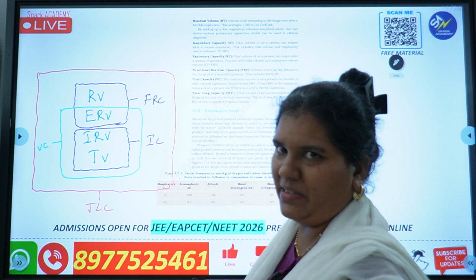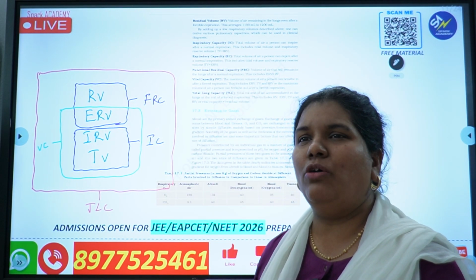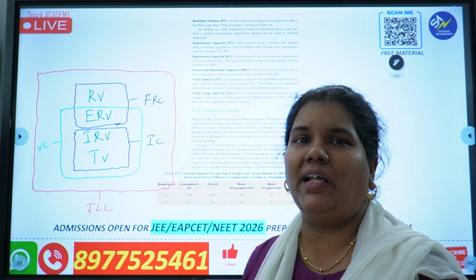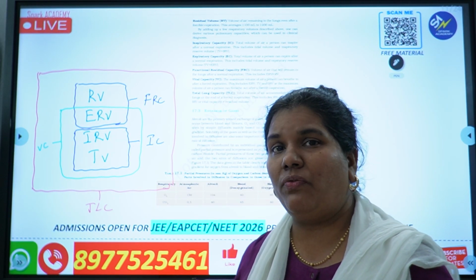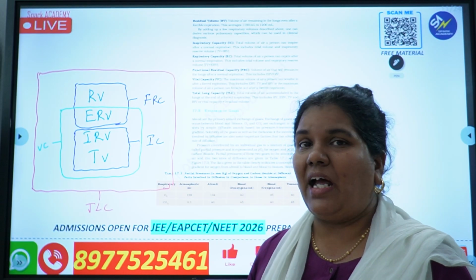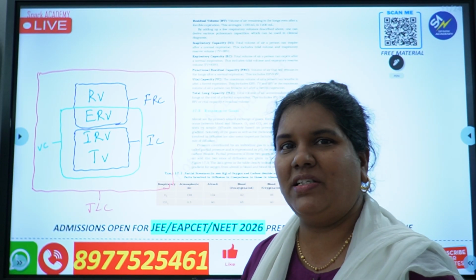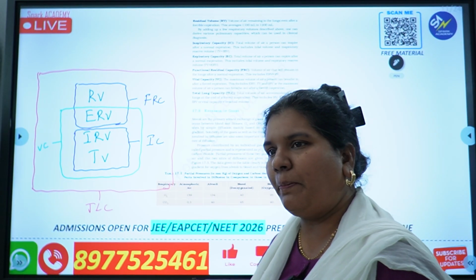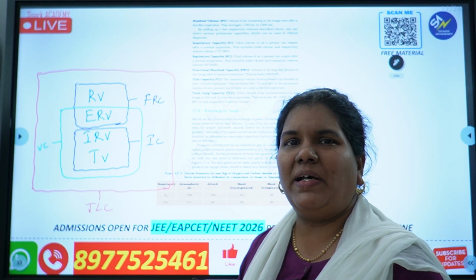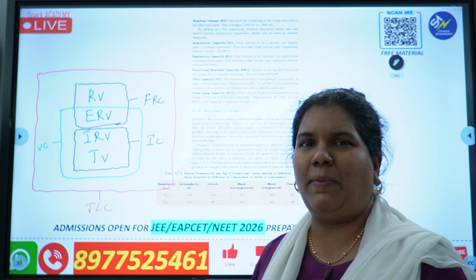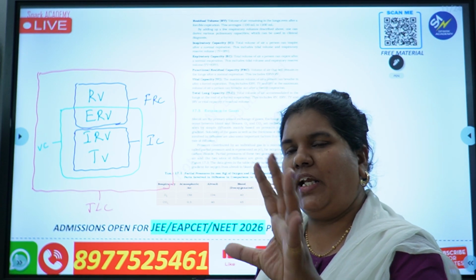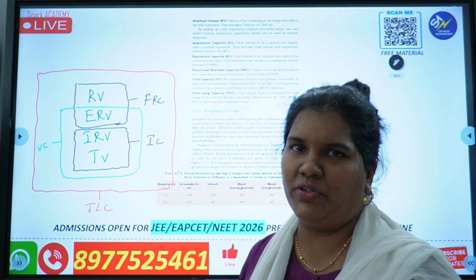Now let's see capacities. See, capacity is how much your lung can accommodate air. Maximum amount of air that you can take in, that is your capacity. Usually we use this word, no, what is your capacity? What is your capability? Now here capacities means what is the capacity of our lungs. So that means capacity is individual. It varies from individual to individual.